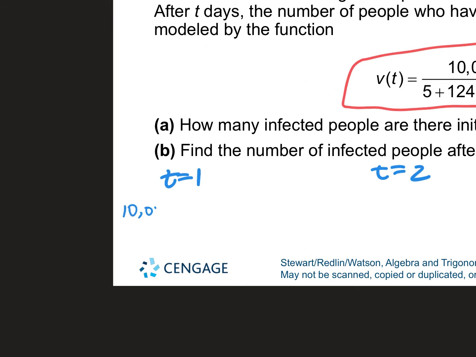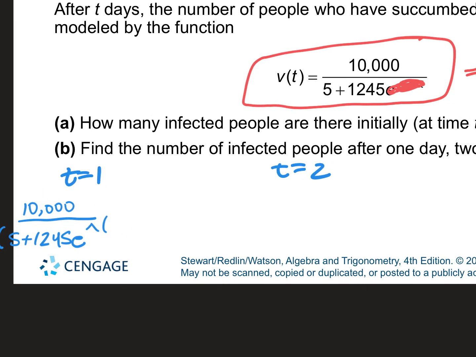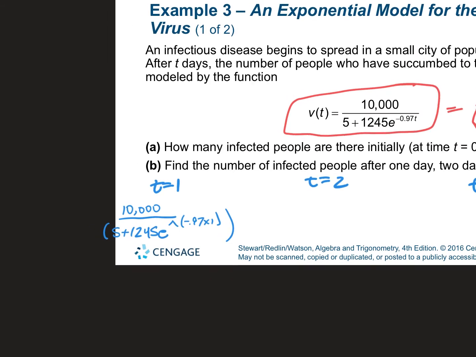It's 10,000 divided by, and then you have 5 plus 1,245 e, and it's going to be raised, make sure you have that in parentheses, to the negative 0.97 times 1 power, and then close that parenthesis. Then you're going to do it again, but you're going to plug in t is 2. Then you're going to do it again, and you're going to plug in t is 5. So let's go ahead and do that.